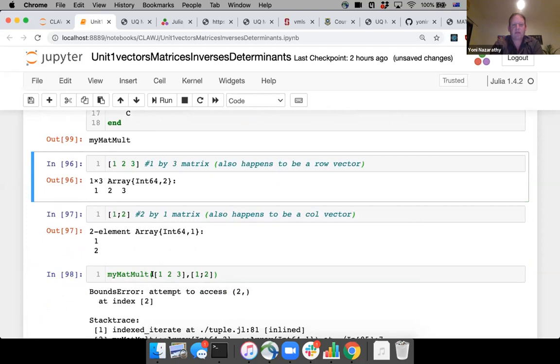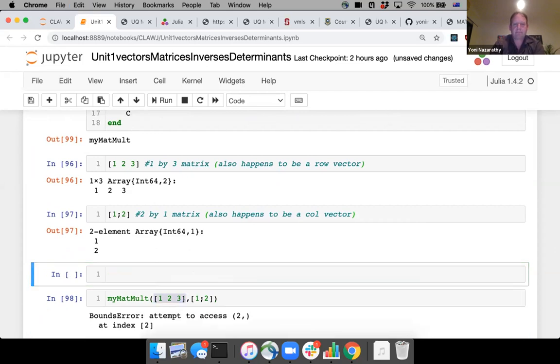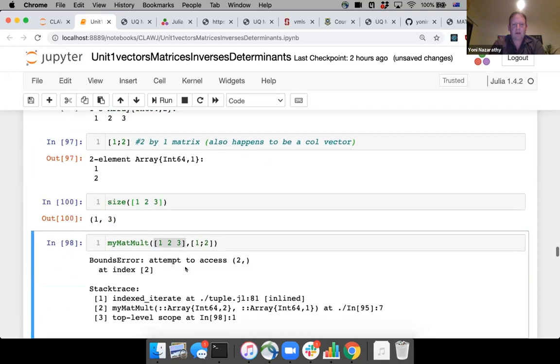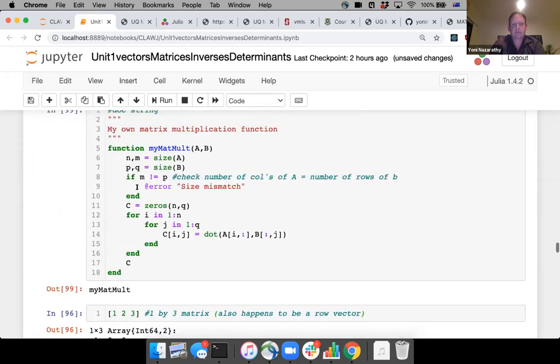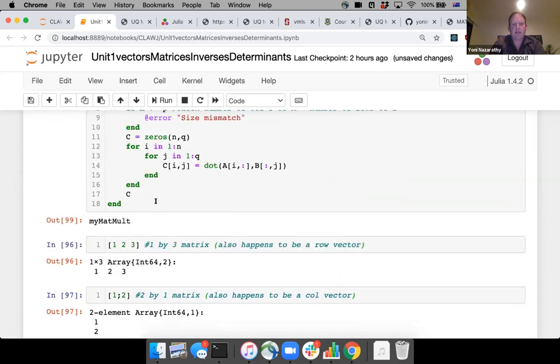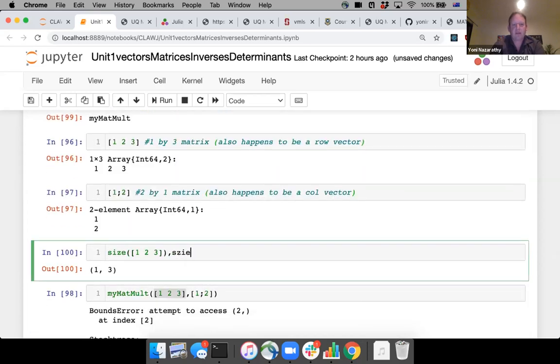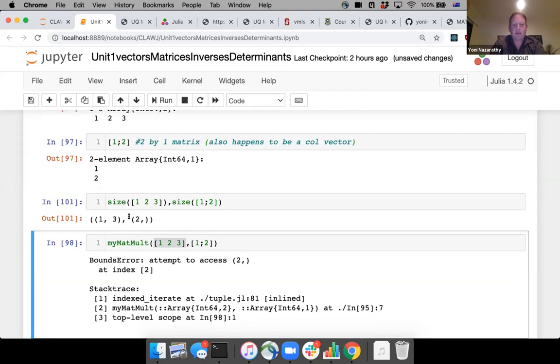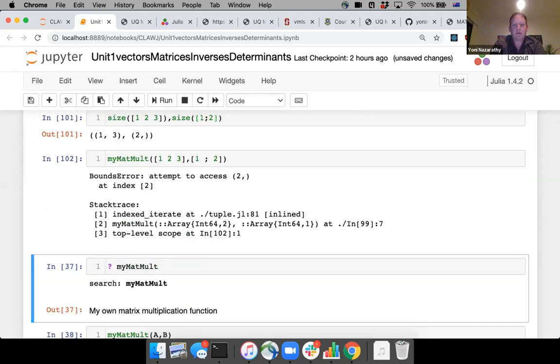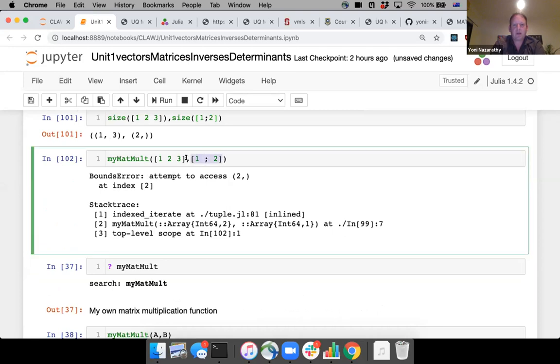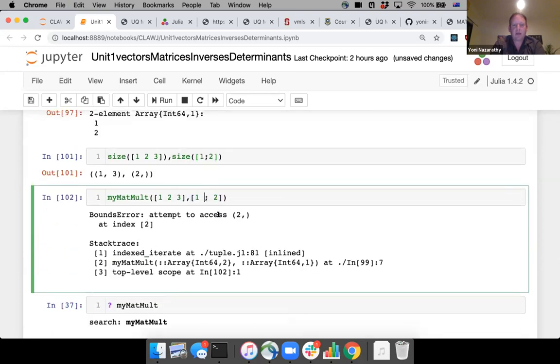So the size of 1, 2, 3 is 1, 3. So that M is 3. And if I do the size of 1, 2, that column one, I get... I see. Okay. So this is a different type of mistake. So here, you know what? This is not a matrix, it's a vector.